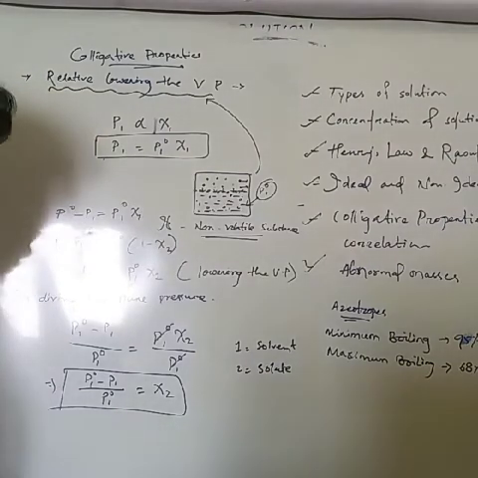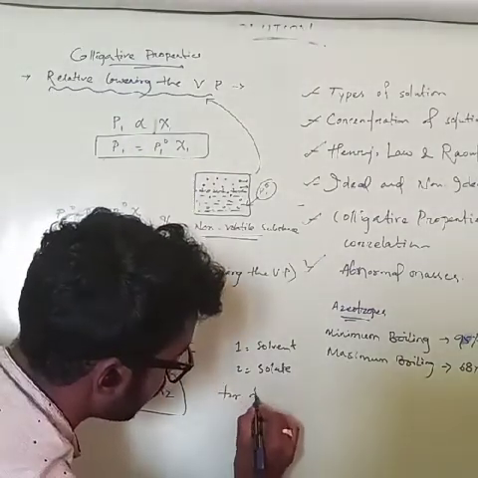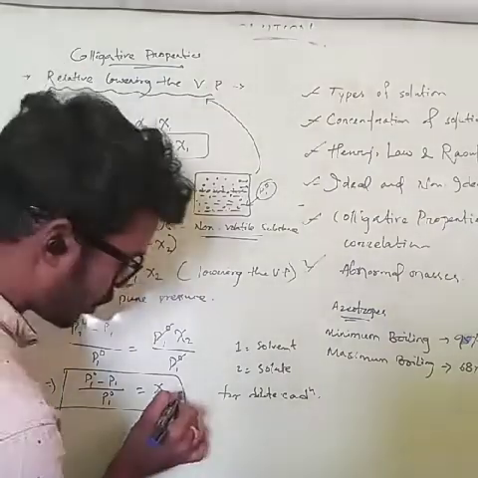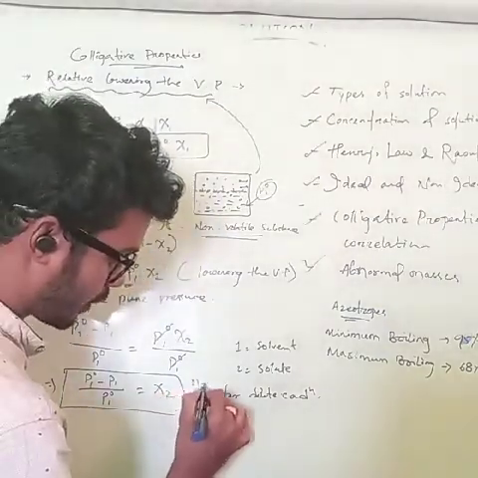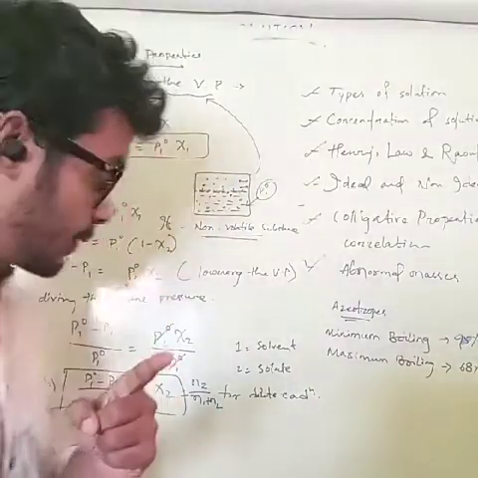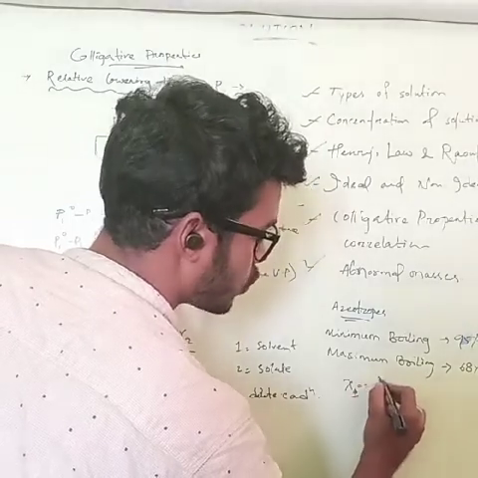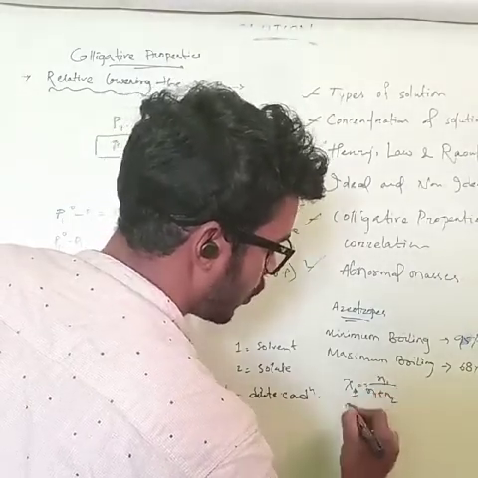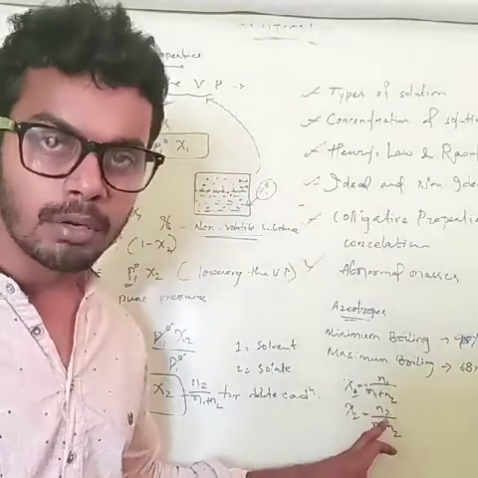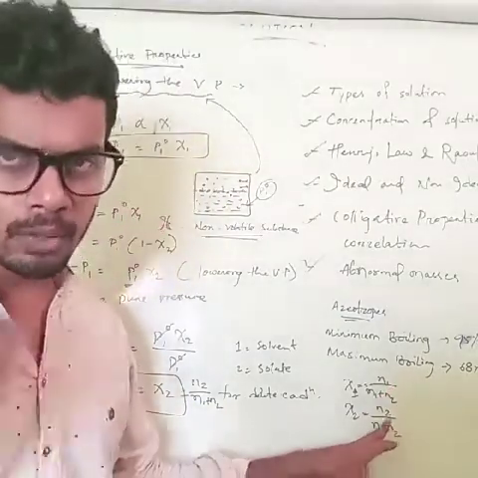Right. For a dilute condition, instead of chi 2, what can you write? n2 by n1 plus n2, yes or no? Chi 2 is nothing but your mole fraction, and mole fraction chi 1 equals n1 by n1 plus n2, and chi 2 equals n2 by n1 plus n2. n is nothing but the number of moles. If it is 1, then it is the number of moles of solvent. If it is 2, the number of moles of solute.